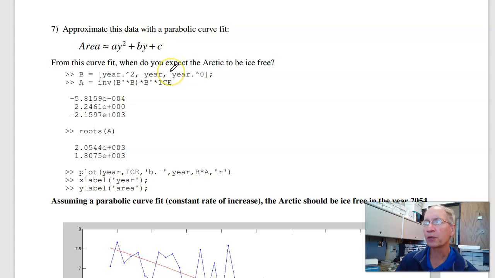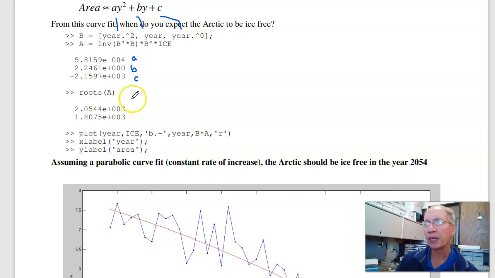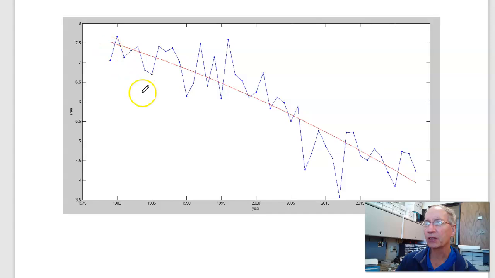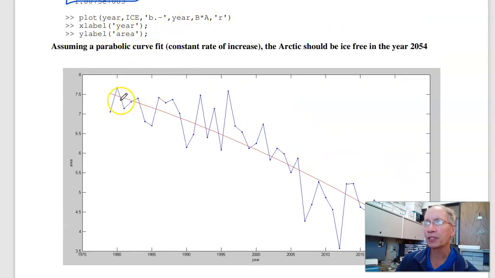If I assume a parabolic curve fit, same procedure, just change the basis to year squared, year, and 1. Least squares curve fit gives me 3 terms. This is your A, there's B, there's C. If I find the roots, this is when we'll be ice-free, assuming a parabolic curve fit: 2054, first time in 5 million years. And this is what the data looks like. If I plot the data versus curve fit, the red line is the curve fit, you can see a slight bend to it. That's the parabolic curve fit. That just means the ice is melting at an increasing rate.